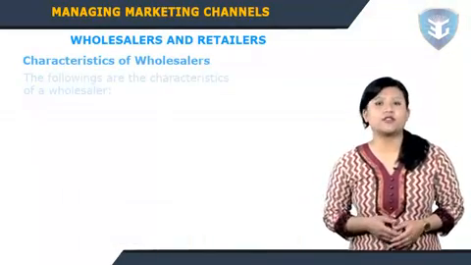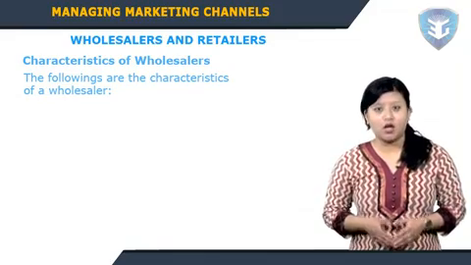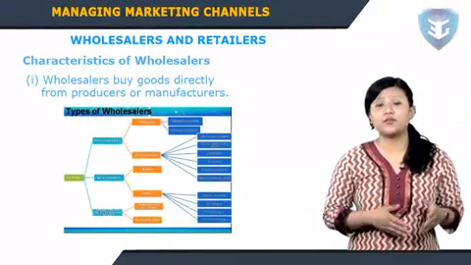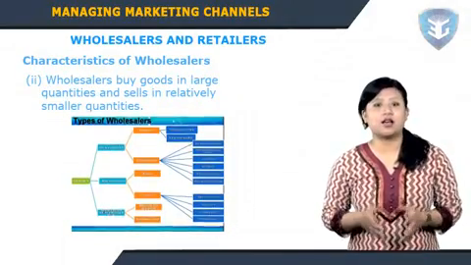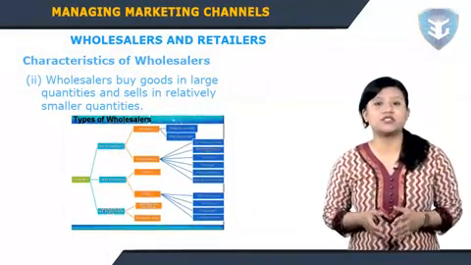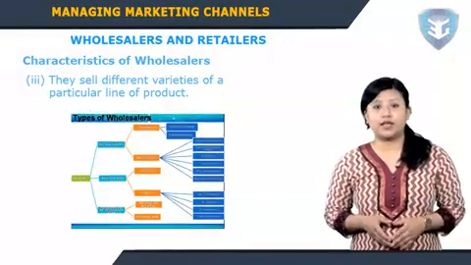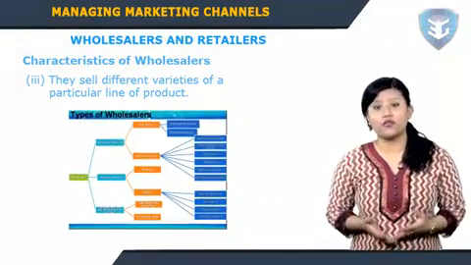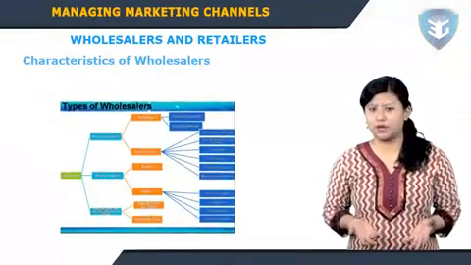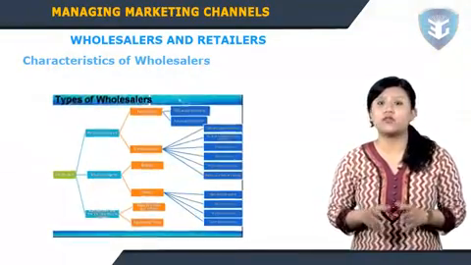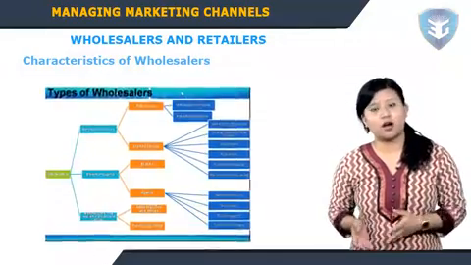The following are the characteristics of a wholesaler. Wholesalers buy goods directly from the producers or the manufacturers. Wholesalers buy goods in large quantities and sell in relatively smaller quantities. They sell different varieties of a particular line of product. For example, a wholesaler who deals with paper is expected to keep all varieties of paper, cardboard, card, etc.